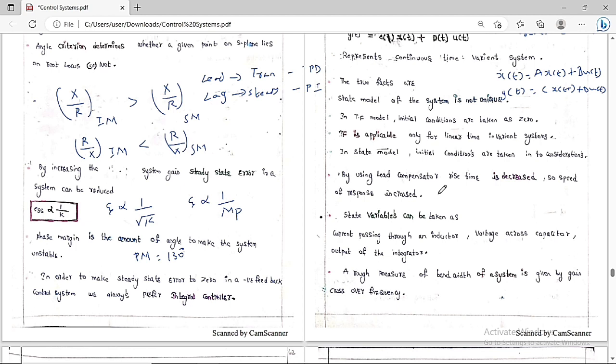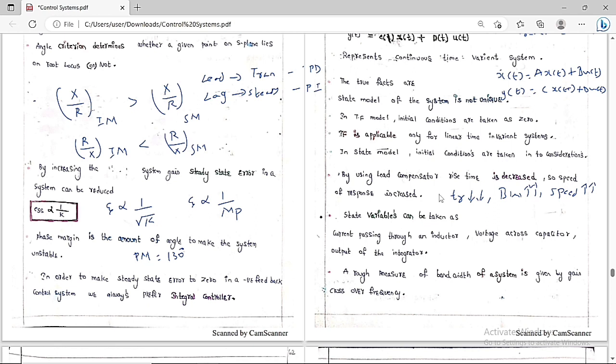The next point is, by using a lead compensator, the rise time is decreased, so the speed of the response is increased. I already told you, a lead compensator is always used to improve the transient response. Improving the transient response means the rise time will decrease, so bandwidth will increase. As the rise time decreases, the speed of the response will increase.